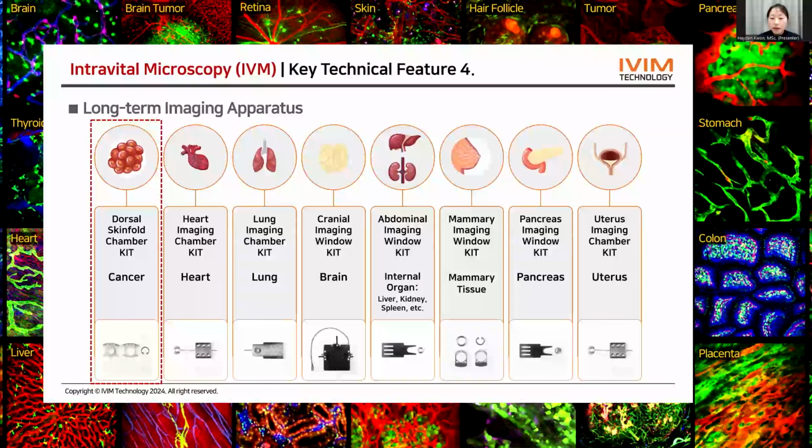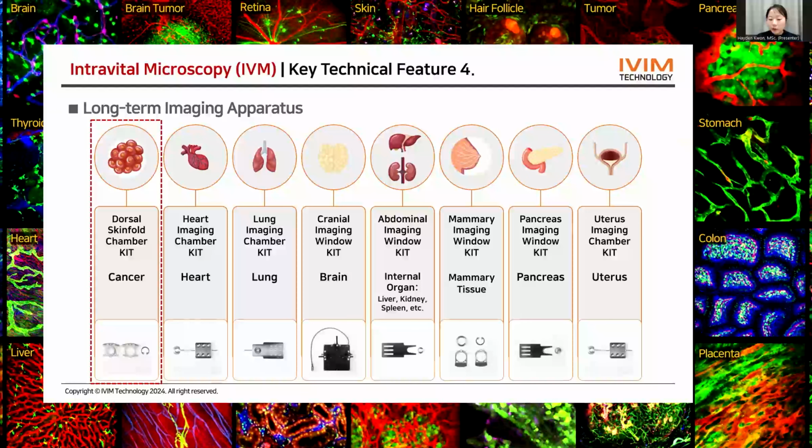And lastly, with various apparatus, which we call imaging windows and chambers, users can easily get highly qualified longitudinal in vivo images from each internal organ. For example, with the dorsal skin fold chamber, we could visualize the cells and evaluate drug activities like anti-cancer drugs after inoculating cancer cells inside of the skin. And toward the end of the webinar, you could watch the surgical procedure for implanting this chamber.